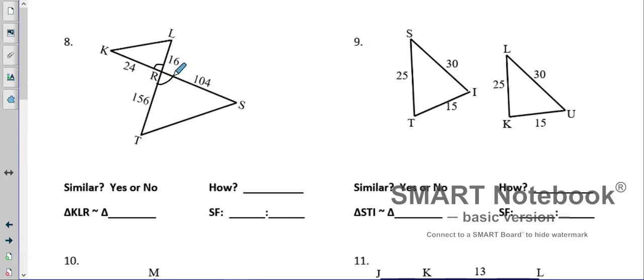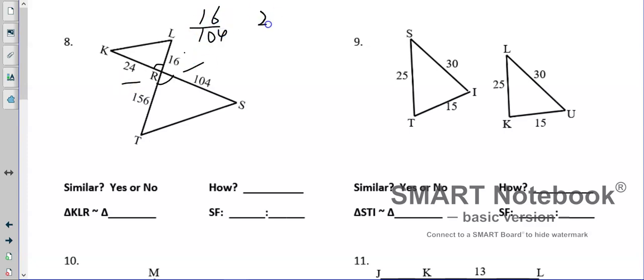So what we're hoping for in this one is SAS. Doesn't mean the numbers will work out, but we're hoping for SAS. Okay? So we check our numbers. Now, we may not always do it right the first time. Okay? But what I'm going to do is look at 16 is smaller than 24. 104 is smaller than 156.